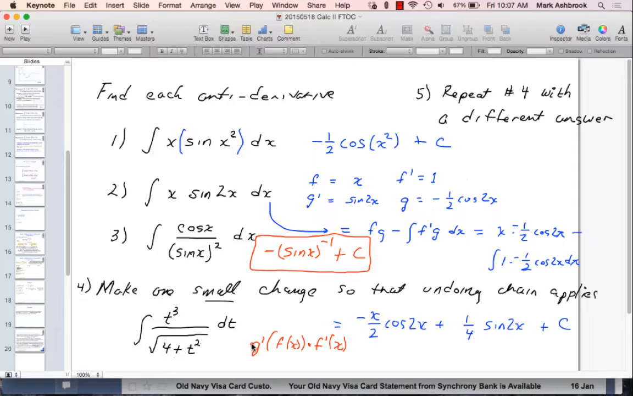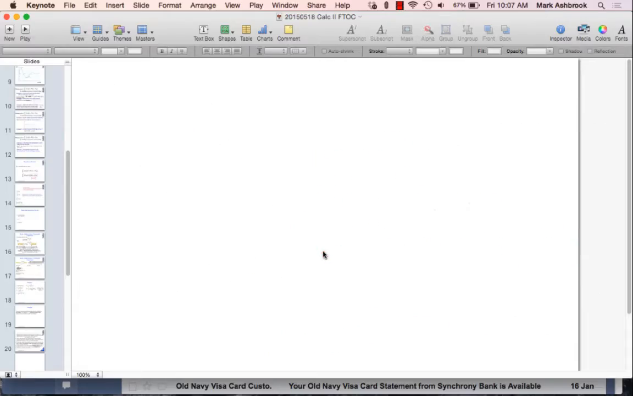Okay, so let's actually do this one though. The one that I was in number 4, it's not undoing the chain. We saw 2 ways you could change it to make it undoing the chain, but it's not. So how would we do it? What else do we got? So what else can we try?